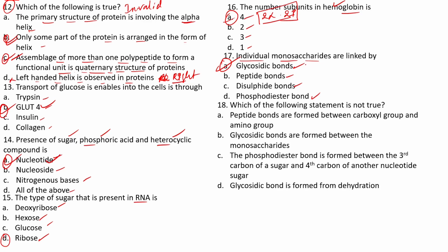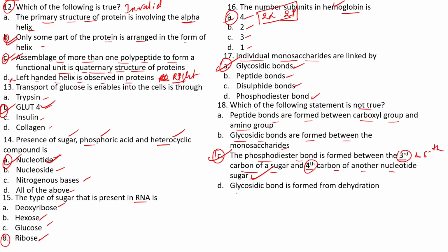The next question: which of the following statements is not true? The peptide bonds are formed between the carboxyl group and the amino group. The glycosidic bonds are formed between the monosaccharides. And the phosphodiester bond is formed between the third carbon of a sugar and the fourth carbon of another nucleotide sugar. We had said that it is mainly between the third carbon and the fifth carbon, not the fourth carbon. Hence, we can say that the C statement is actually a false statement, and that is our right answer.